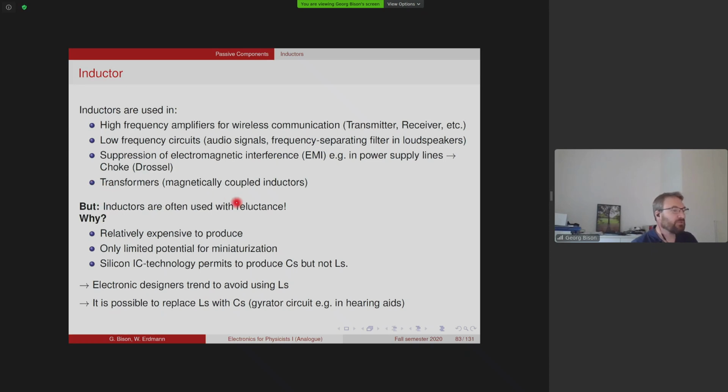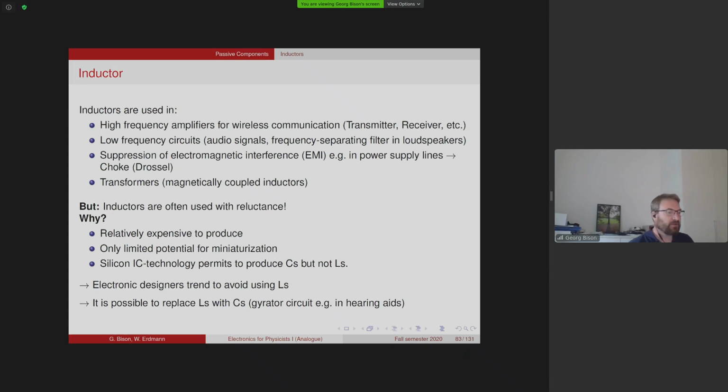Well, inductors are used with reluctance because they are relatively expensive to produce. There's only limited potential for miniaturization. And the fundamental reason for that is that in silicon integrated circuit technology, you can produce capacitors but not inductors. So for an inductor, you have to wind a coil somewhere, and this is always like a mechanical job.